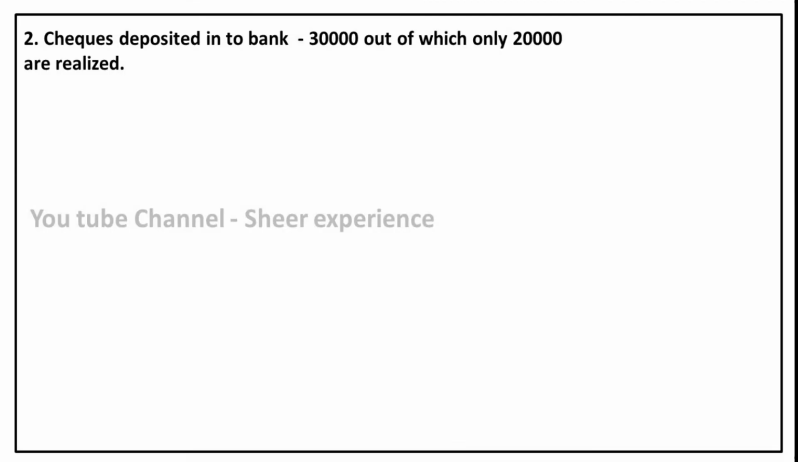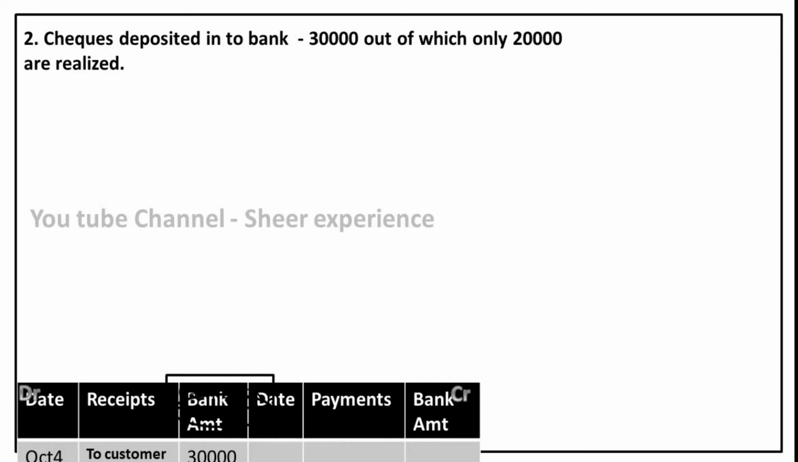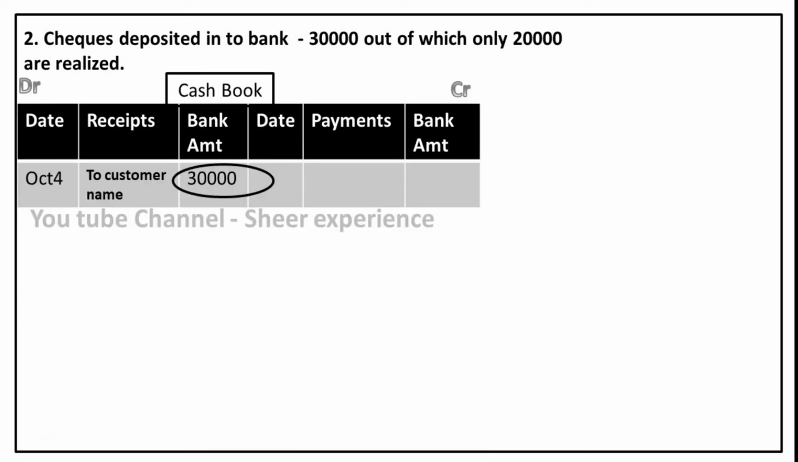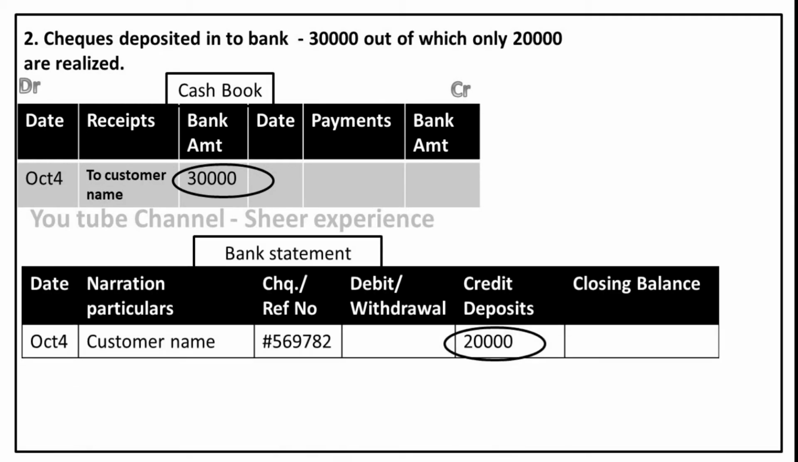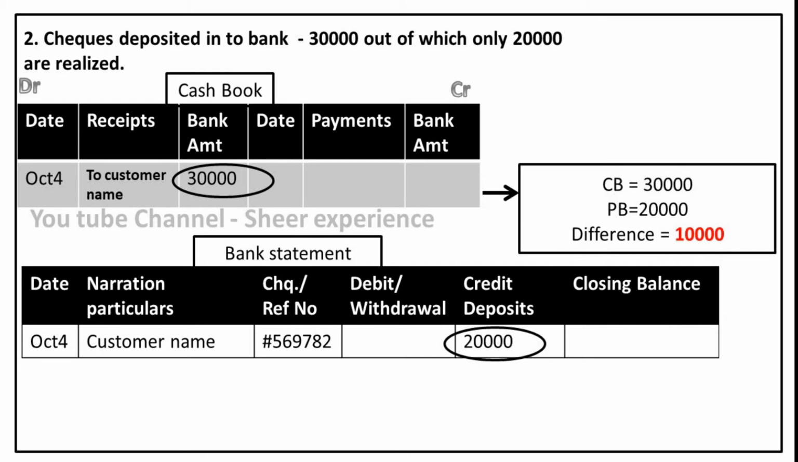Next transaction is checks deposited into bank 30,000, out of which only 20,000 are realized. When a check is received from the customer and deposited into bank on the same day, we'll mention it on the debit side of the cash book, that is on the receipt side, as to customer's name. So I have mentioned 30,000 in the debit side of the cash book. The same amount will appear in the credit side of the bank statement, but here it is appearing only 20,000 because only 20,000 are collected by bank out of 30,000. So the difference is 10,000.